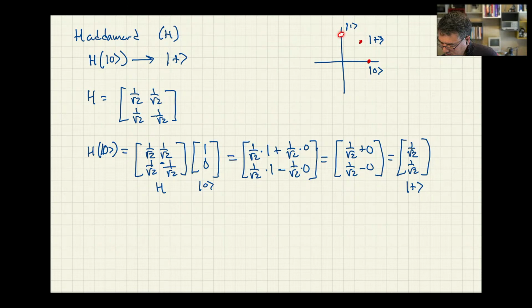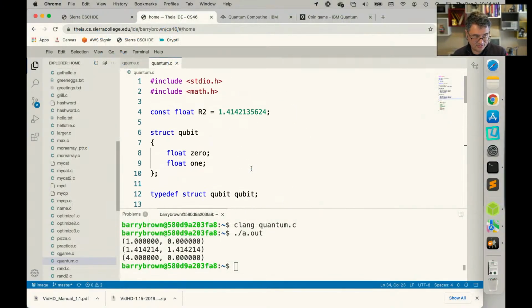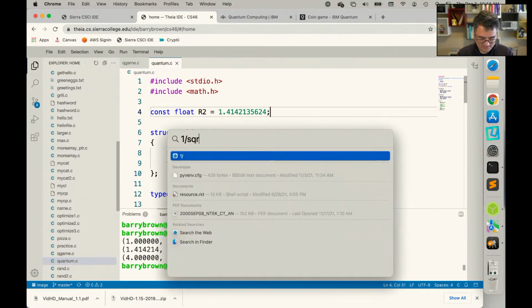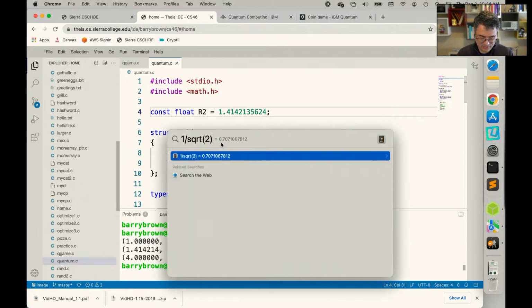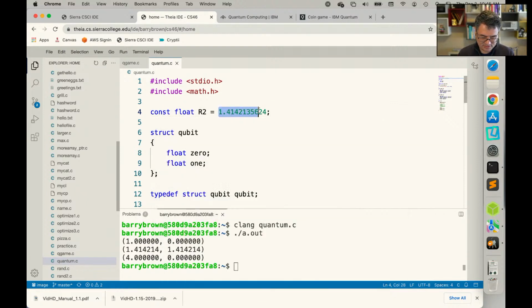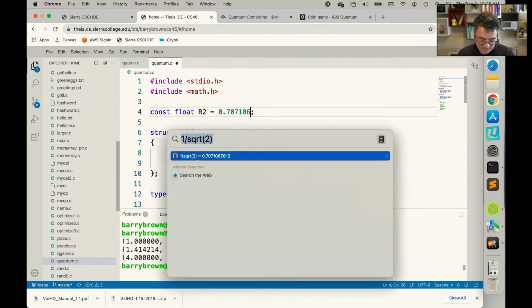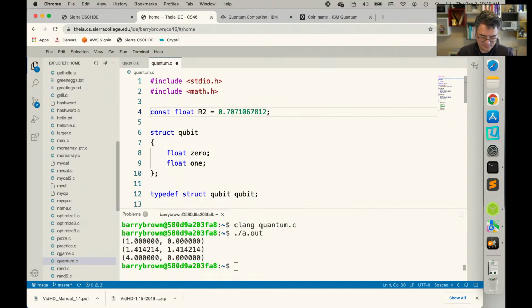Yeah, so I see what the problem is. My R2 is not 1 divided by this. It's just 1.414. It should be 1 divided by that. 0.707106 78 12. That's my problem. There we go.